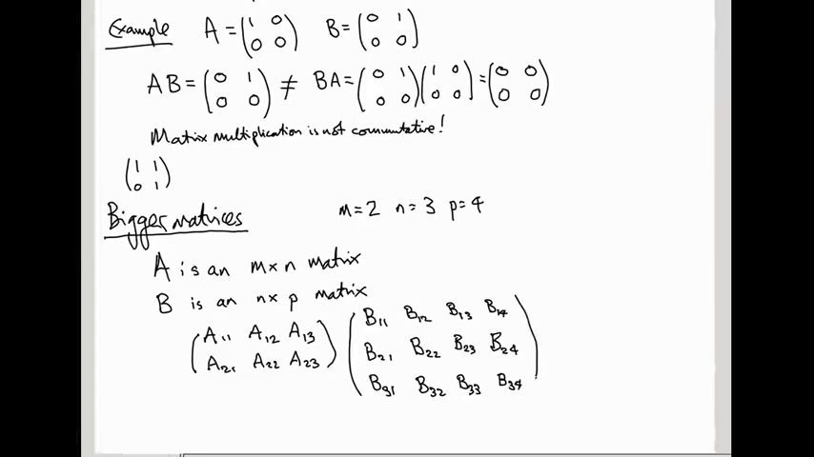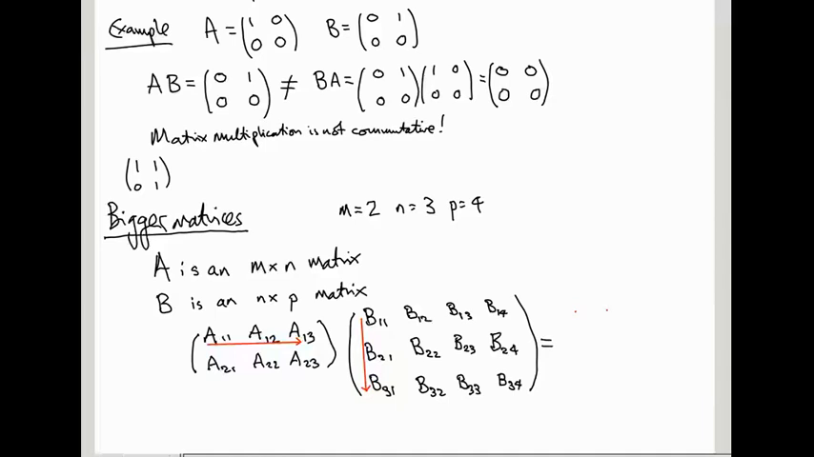Okay, so big matrices. I claim that there's an obvious way to define matrix multiplication now, given everything we've seen so far, which is to get the top left entry in the result, AB, we're going to multiply the top row of A into the leftmost column of B. And we're going to get A11 B11 plus A12 B21 plus A13 B31. And we get that here.